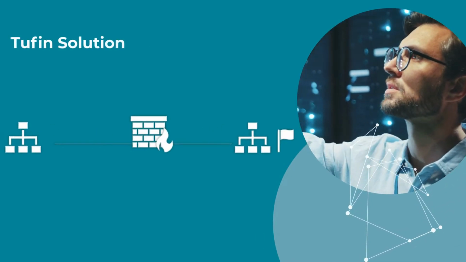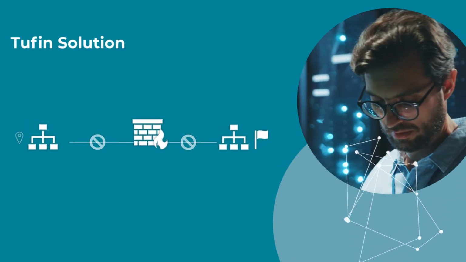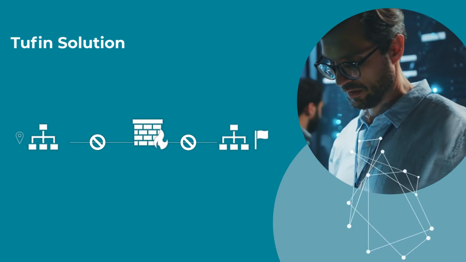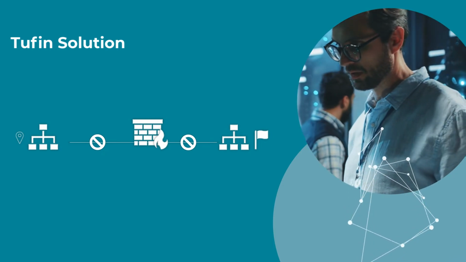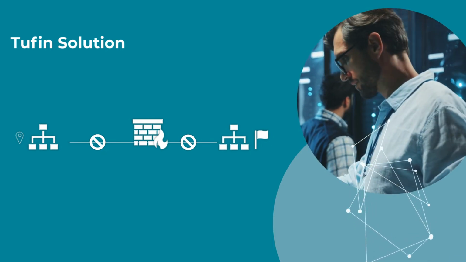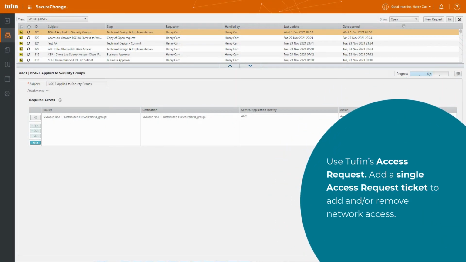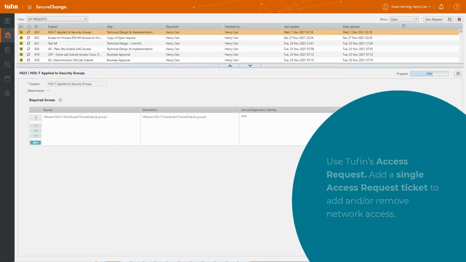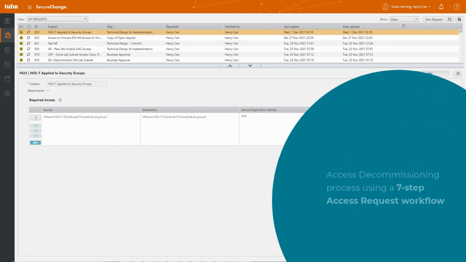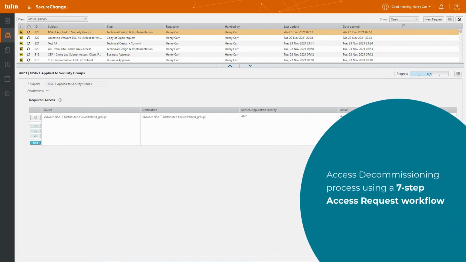Tufin can help you mitigate the complexity of removing obsolete access across multi-vendor enforcement points and streamline the process via an automated workflow. Let's see how this is done. To decommission access, you can use Tufin's access request. Plus, you can use a single access request ticket to both add and remove network access. In this video, we'll demonstrate the access decommissioning process using a 7-step access request workflow.